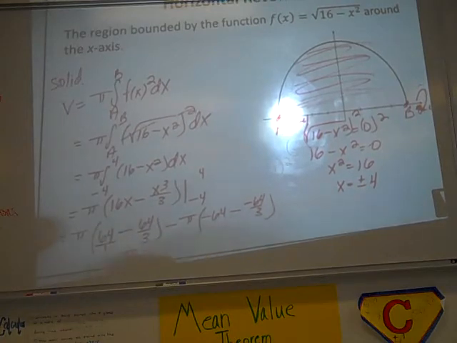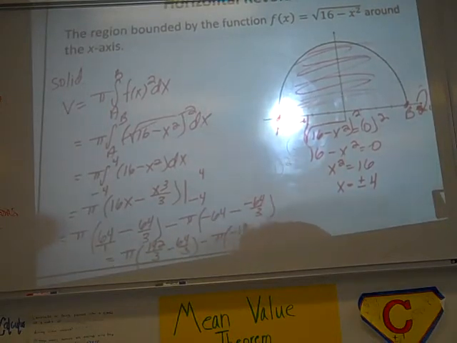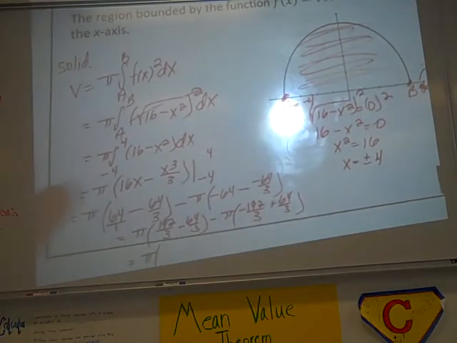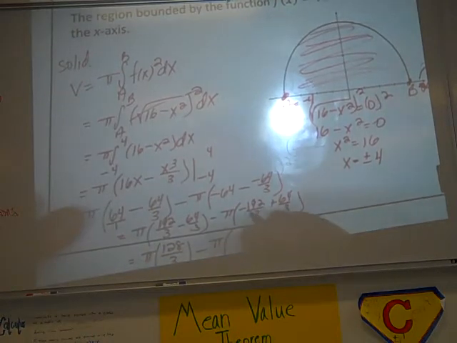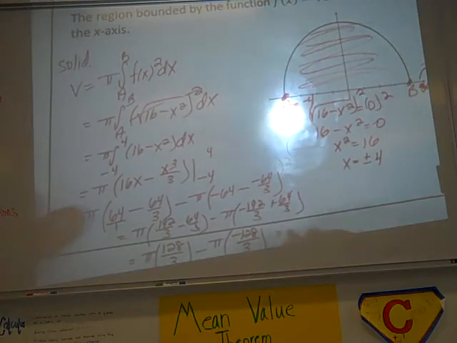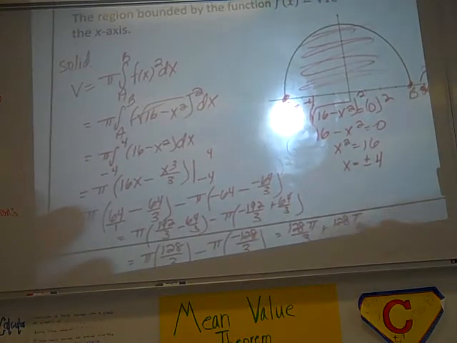So I'm going to have pi times 192 over 3 minus 64 thirds, minus pi times negative 192 thirds plus 64 thirds. I'm going to have pi times 192 minus 64 is 128 over 3, minus pi times negative 192 plus 64 is negative 128 over 3. That's equivalent to 128 pi over 3 plus 128 pi over 3. So that's 256 pi over 3.